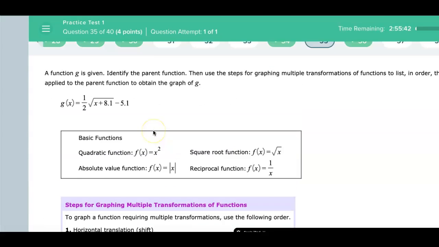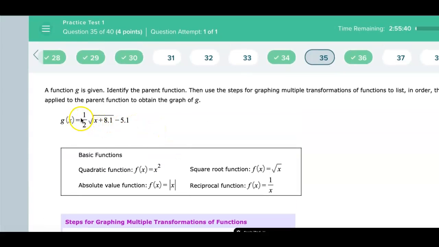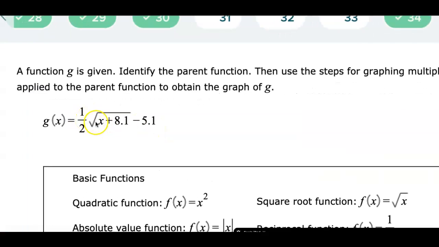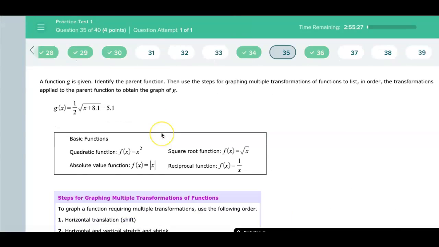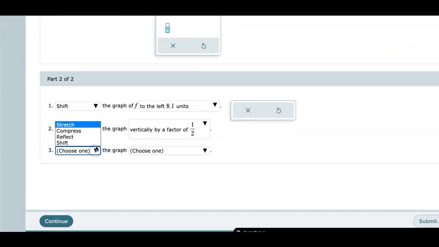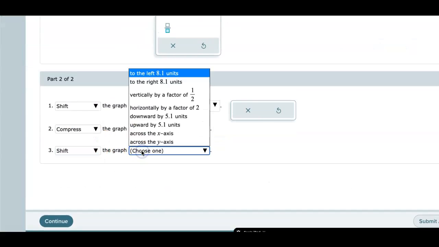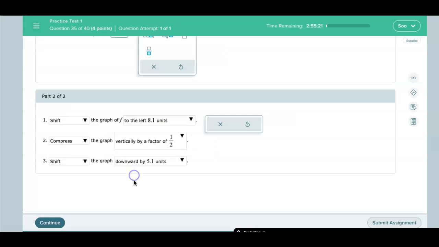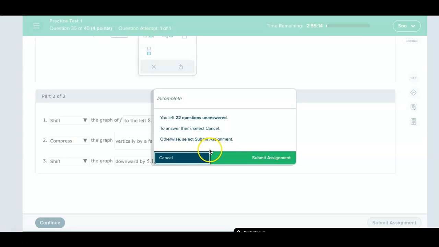The last one. There's no reflection. I don't see a negative number in front of 1/2 or a negative number in front of x inside the square root. So skip the reflection. We're going to the vertical translation. We're moving this graph down 5.1 units. So shift the graph down 5.1 units. And I think maybe there's a mistake on part 2, but I can come back and check on it. These wordings can be so confusing sometimes.